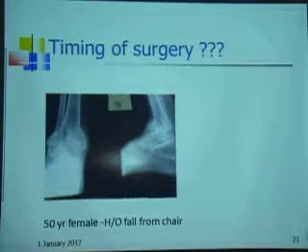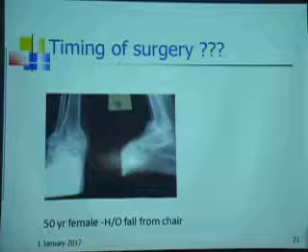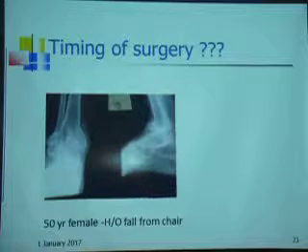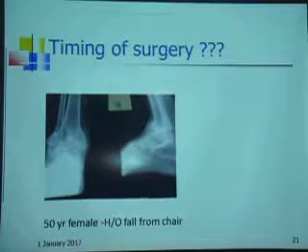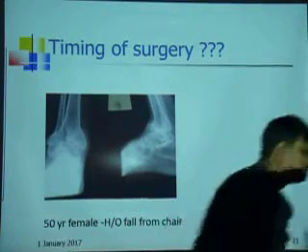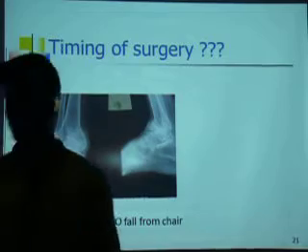Now, I will again ask, what should be the timing of surgery? 50 years female, history of fall from chair. What should be the timing of surgery? This 50-year lady comes to you who has a fall from chair only. So I know that this is a low energy injury. She has a fall from chair, and she is a 50-year lady.